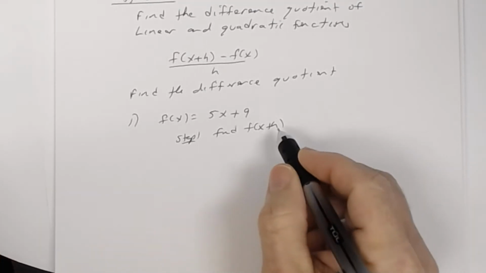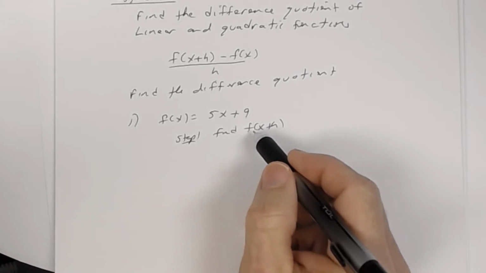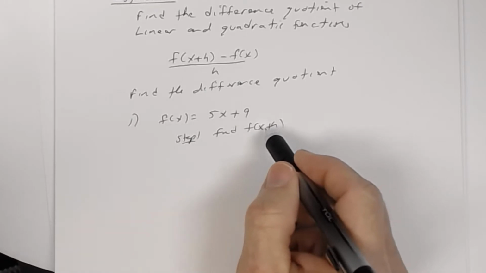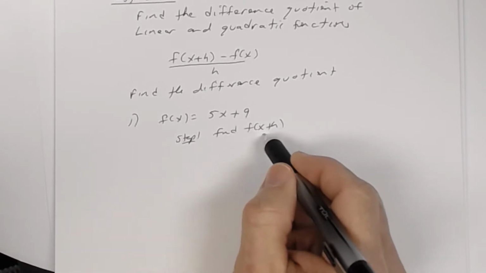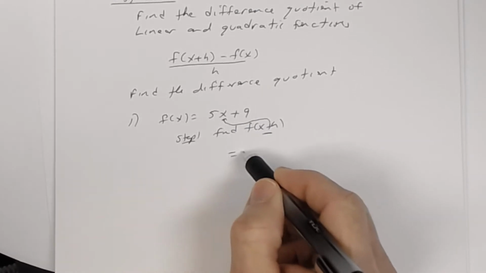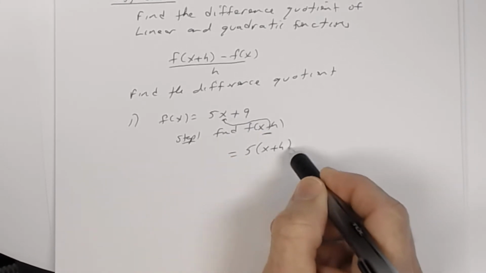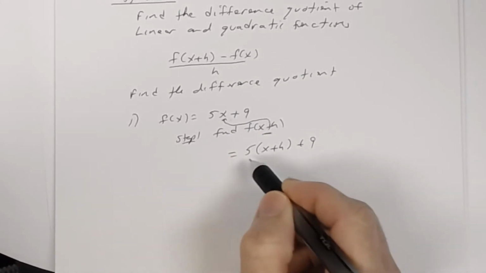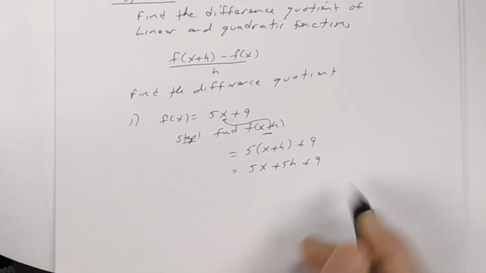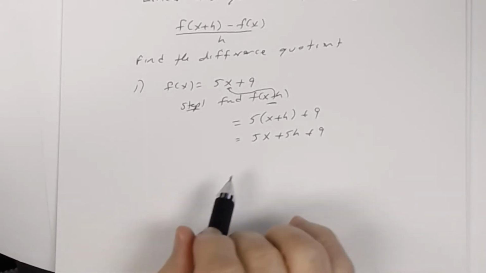Okay? So basically, remember what that means. You've had experience in previous lessons on finding function values, either at a variable or at a constant. And so basically, where we see the variable x, you're going to substitute x plus h. So this becomes 5 times x plus h plus 9. And then the next step is to get rid of the parentheses, so we get 5x plus 5h plus 9. If you can combine like terms, you combine like terms. These terms are all different, so I cannot combine them. So that was step one.